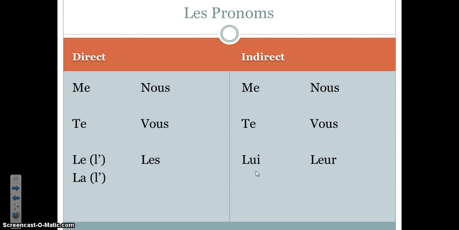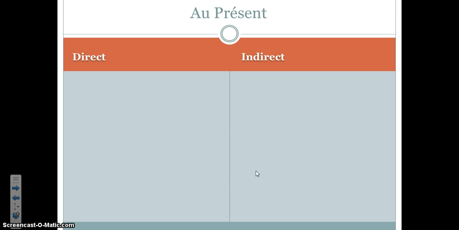So let's see how we actually use these in a sentence. Start with the present tense, and we're going to start with direct objects here. So we see Claire achète des chaussures. We find our verb, achète. Who's doing the action? Claire is, so she's the subject. And what is she buying? She's buying shoes. So les chaussures becomes my direct object.